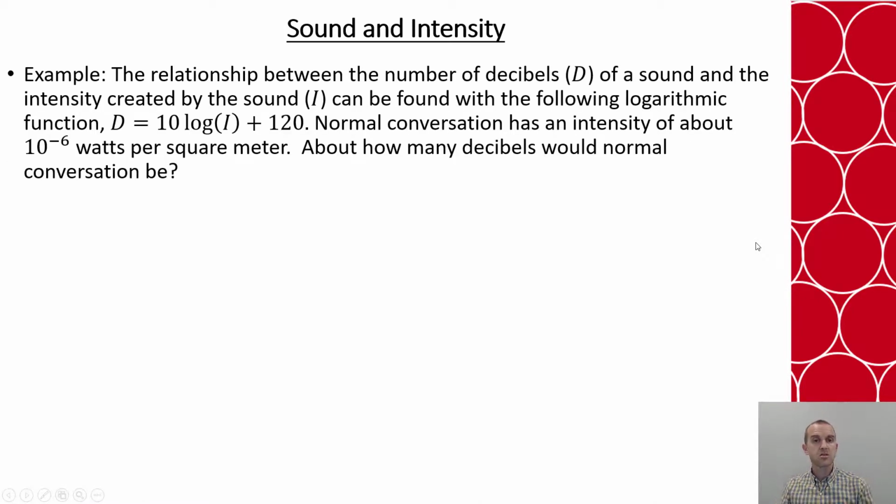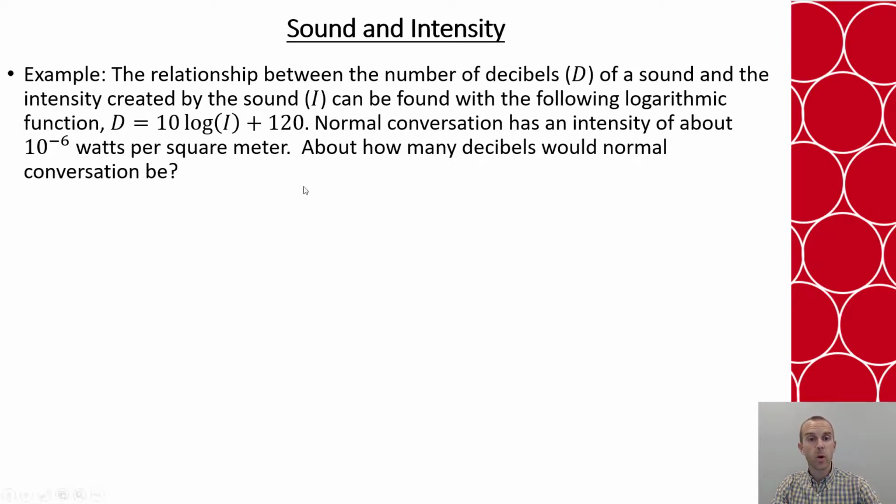Now we can also use logarithms in actual real-world problems. For example, the relationship between the number of decibels of sound and the intensity created by the sound can be found by the following logarithmic function, where d is equal to 10 times the log of the sound plus 120. So normal conversation has an intensity of about 10 to the negative 6 watts per square meter. About how many decibels would normal conversation be?